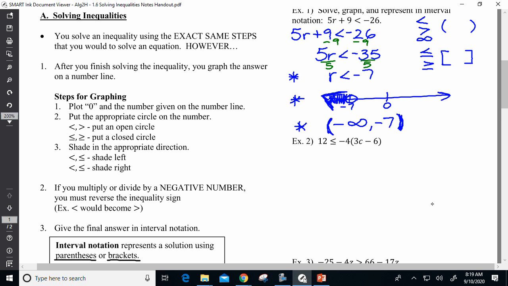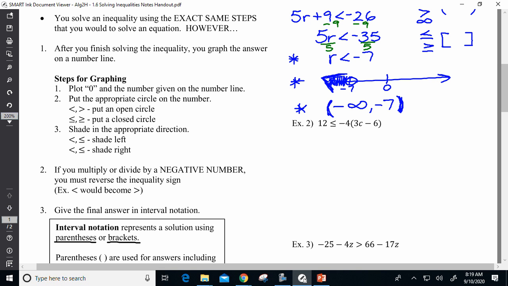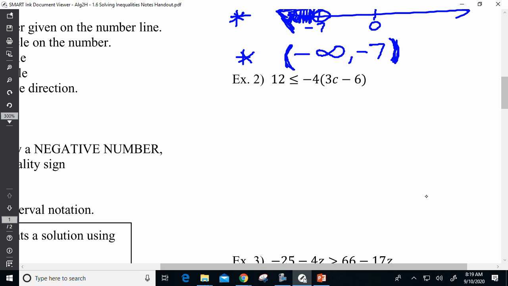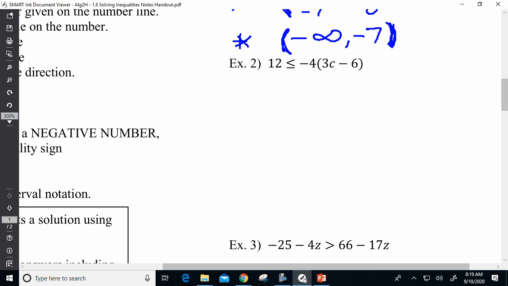Alright, so we'll do it again with example number 2. Example 2: 12 is less than or equal to -4(3c - 6). So again, we're solving the problem the exact same way that we would solve an equation. We're solving it the exact same way we solve an equation. So that means we distribute this -4. And then we keep solving from there.